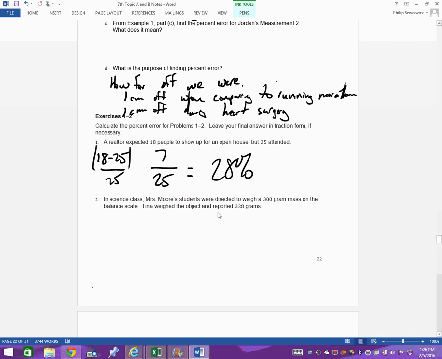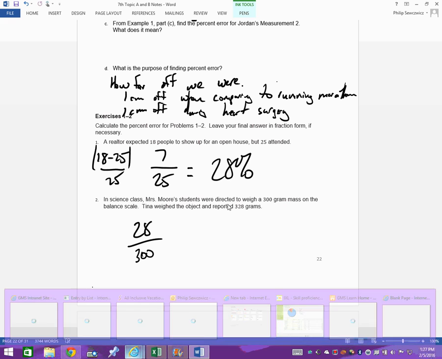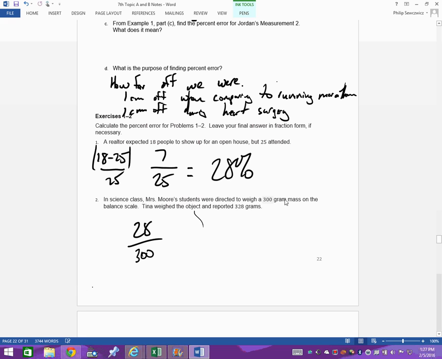Science class, we've got Mrs. Moore's class. They were directed to weigh a 300-gram mass on the balance scale. Tina weighed the object and reported 328 grams. So how much did it change? Well, the change was 28. Now here's the thing: what was the actual amount? The actual amount, they're told it's supposed to be a 300-gram mass, and you might be saying, but wait a second, 328. Tina put it on the scale. The scale says 328. Well, here we go. They're telling you that this is what it is. Could Tina have made a mistake? Yeah, I think so. Sometimes people are going to make mistakes there.